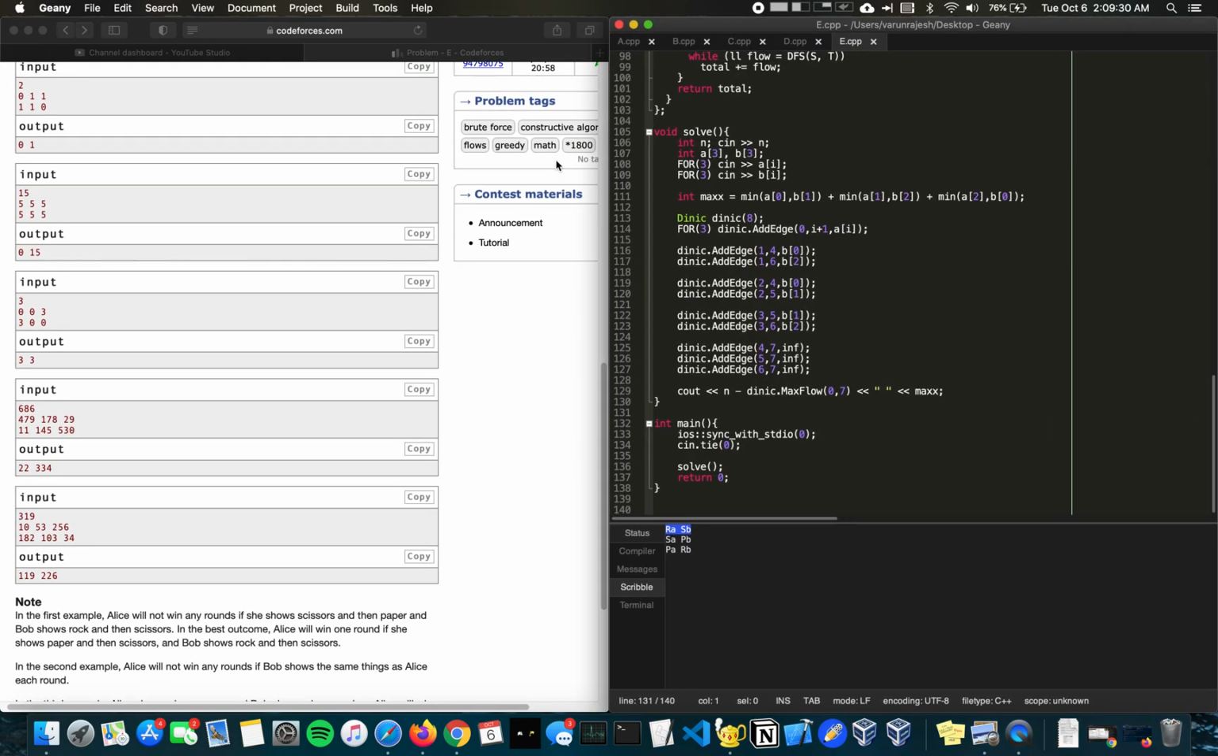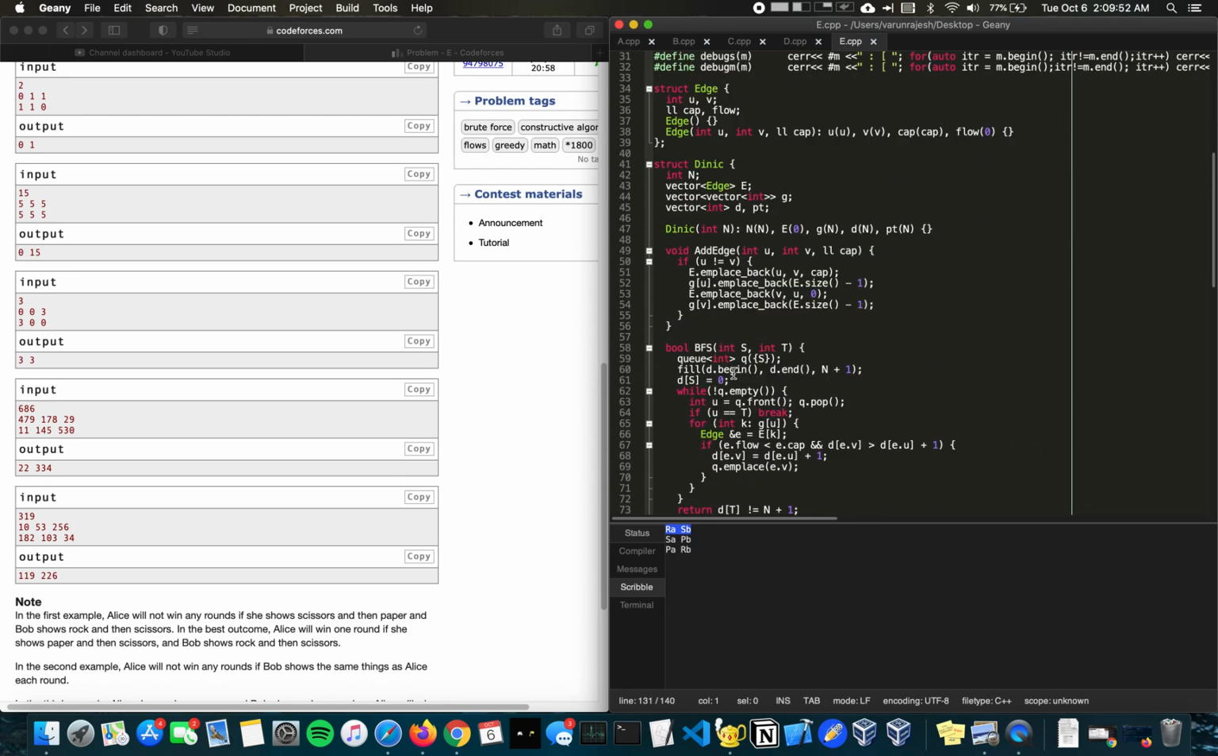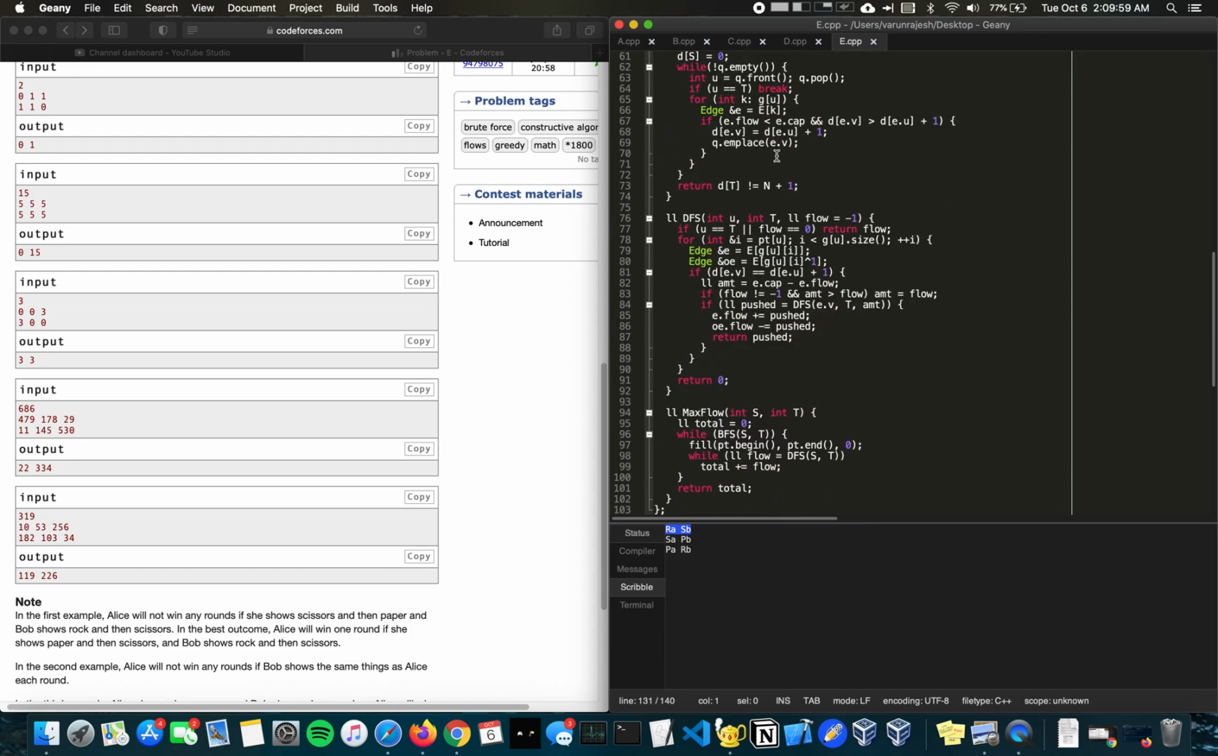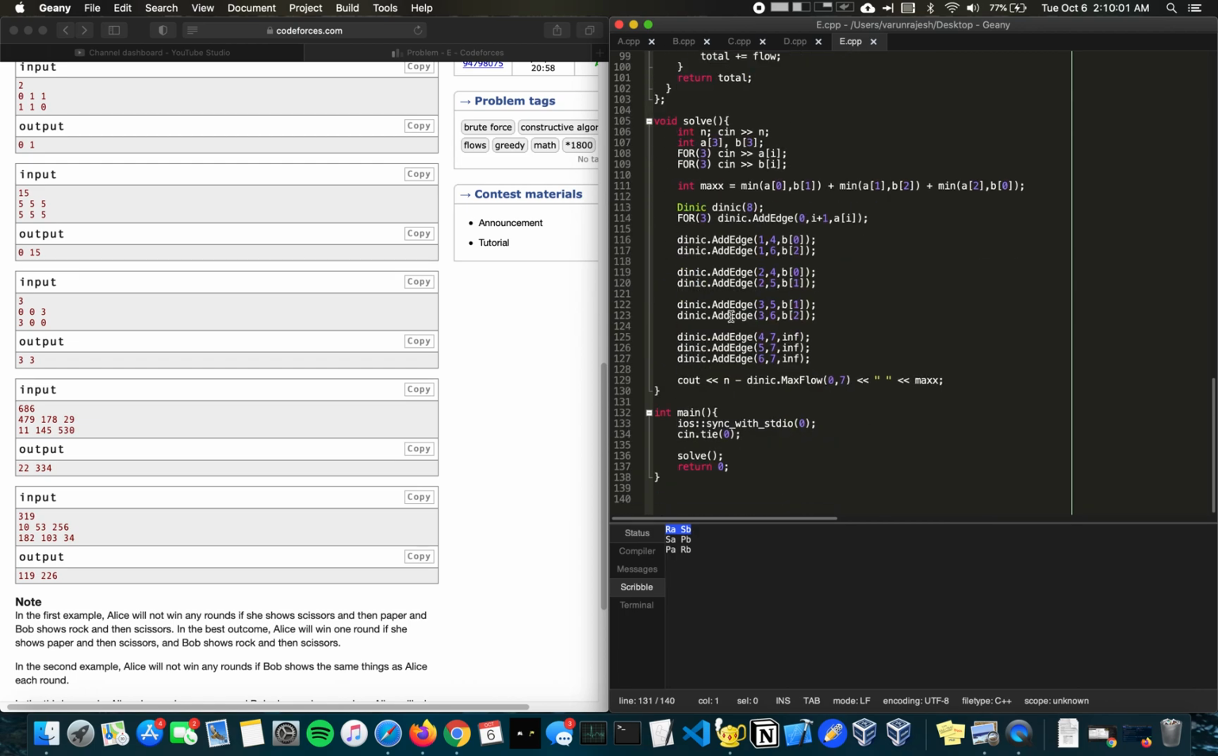So the max flow algorithm that was used here was Dinic's algorithm, which has O of V squared E time complexity, which would be more than fast enough because there's only eight nodes here. So this implementation, I think, is from the Stanford ACM repository. So I just grabbed it from there.